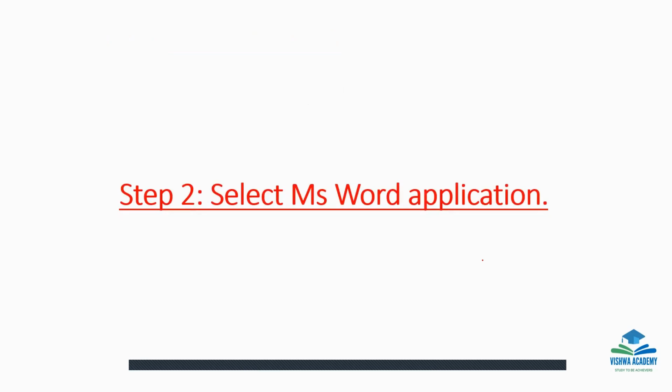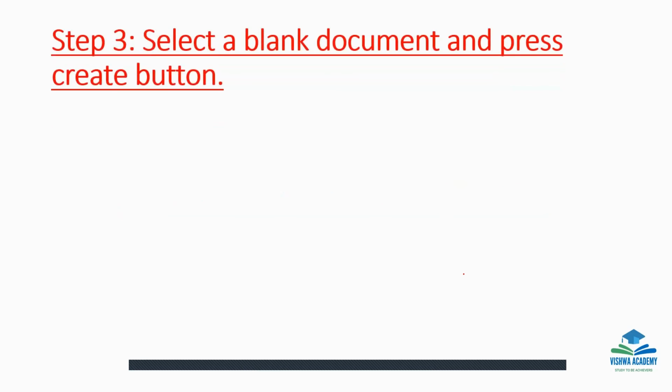Now, what is step 2? Select the MS Word application. After searching, you have to click on that application or that particular software, which you will get as a result in the search box. Step 3, select a blank document and press the create button.